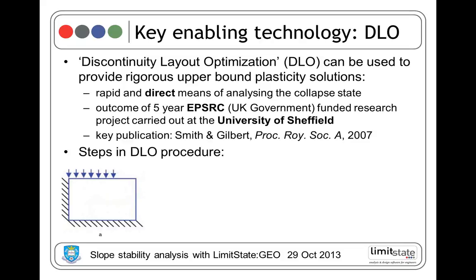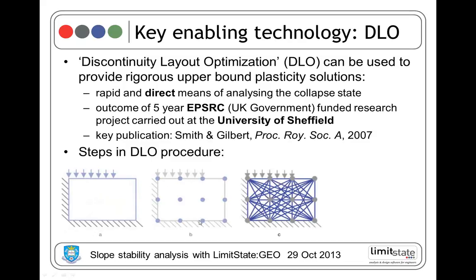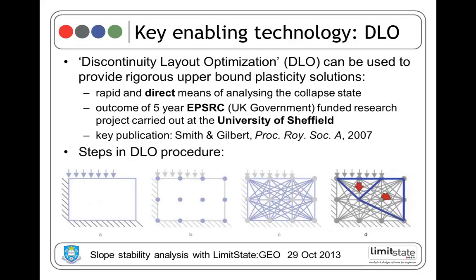So a small example is given here. On the bottom left, we have a block of soil loaded by a surface load. We discretize the domain, not using elements, but using nodes. And then we connect every node to every other node with a potential slip line. So here we've got 12 nodes, so we've got 12 times 11, 132 potential slip lines. And then we use optimization to pick out the critical slip lines that form the critical collapse mechanism for that particular process. So the more nodes we have, the more slip lines we have.